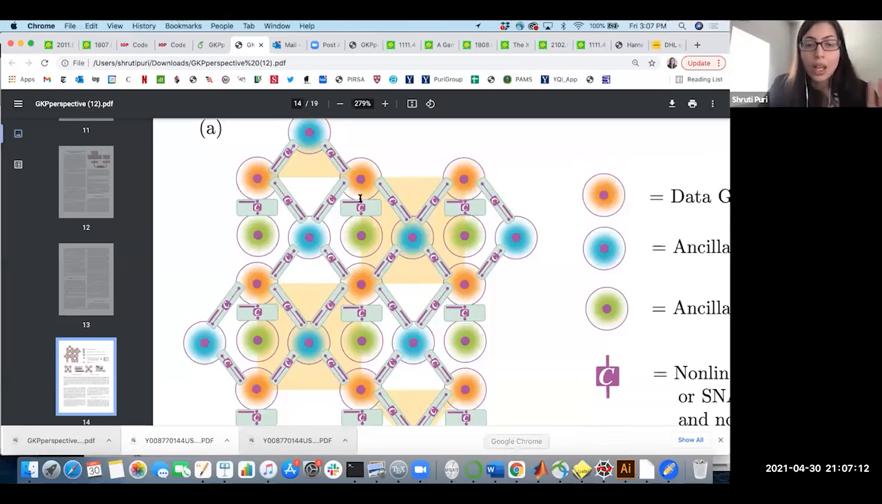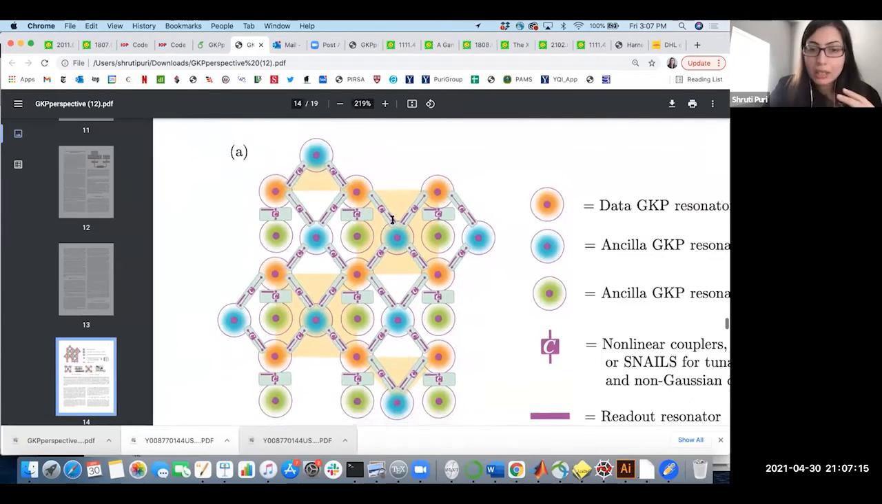Sorry, let me share the screen again. So yes, when I do a resource count, I have to count how many cavities I'm using and how many of these extra couplers and extra qubits I'm using. The idea is that I need fewer data qubits, fewer of these orange things, which means I'll need fewer of the blue things, which means I'll need fewer of the green things, and fewer of these couplers together. So we have to optimize.